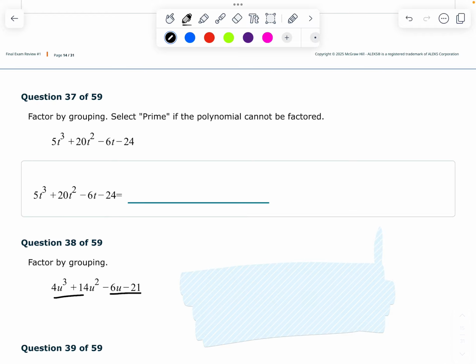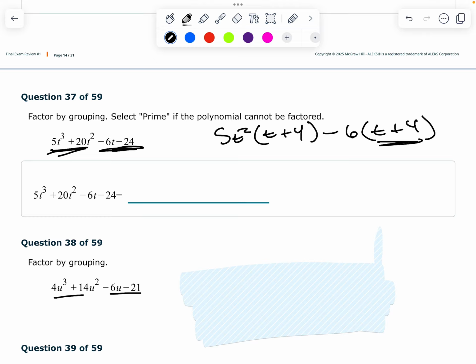Factor by grouping with 4 terms. What you want to do is group the first 2 and the last 2 and do GCF twice. For the first 2, I could take out a 5t squared and be left with t plus 4. For the second 2, if there's a minus sign, I'm going to go ahead and put that minus sign, whatever that sign is there. If it was a plus, I'll put a plus. Here it was a minus, so I'm going to put a minus. I could take a 6 out of both of those, so really what I'm taking out is negative 6. If I take a negative 6 out of negative 6t, I'll be left with just a t. Negative 6 out of negative 24, I'll be left with a positive 4.